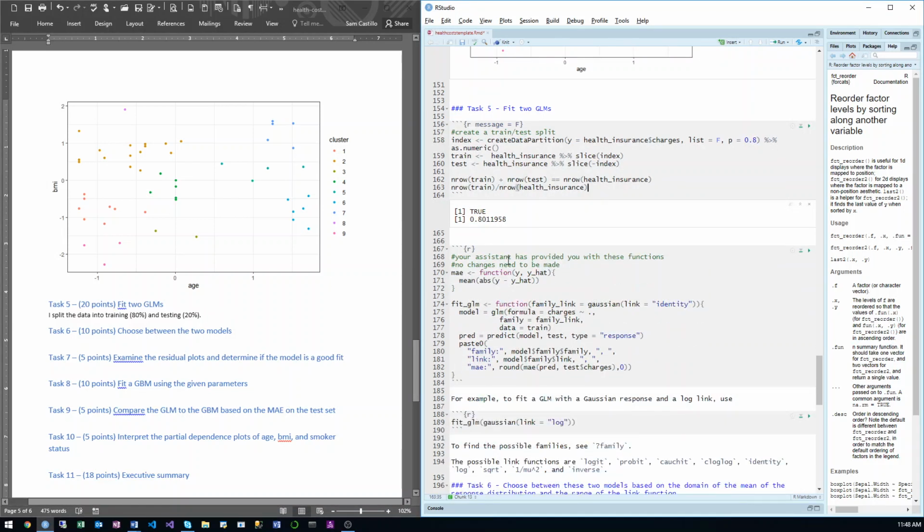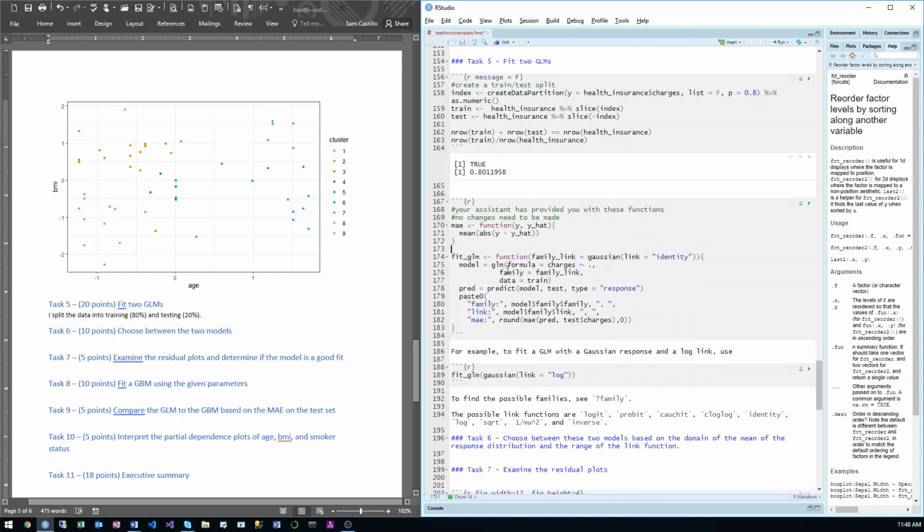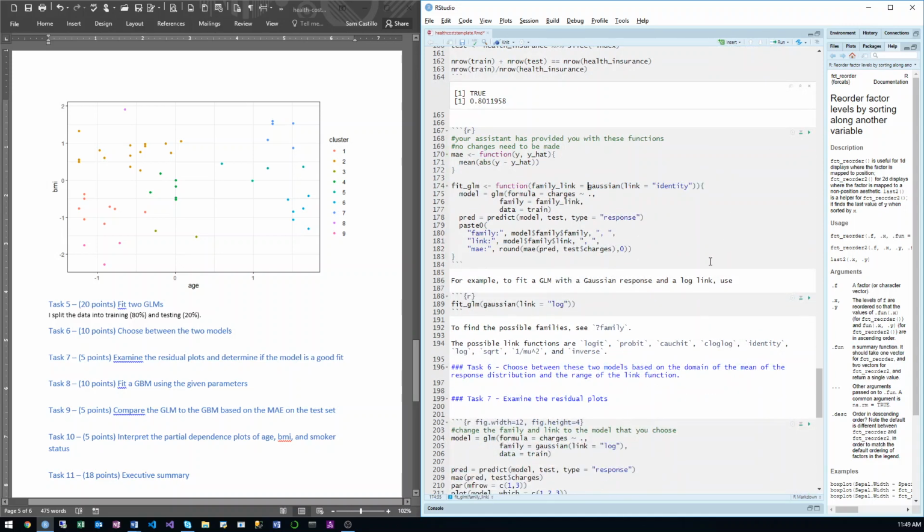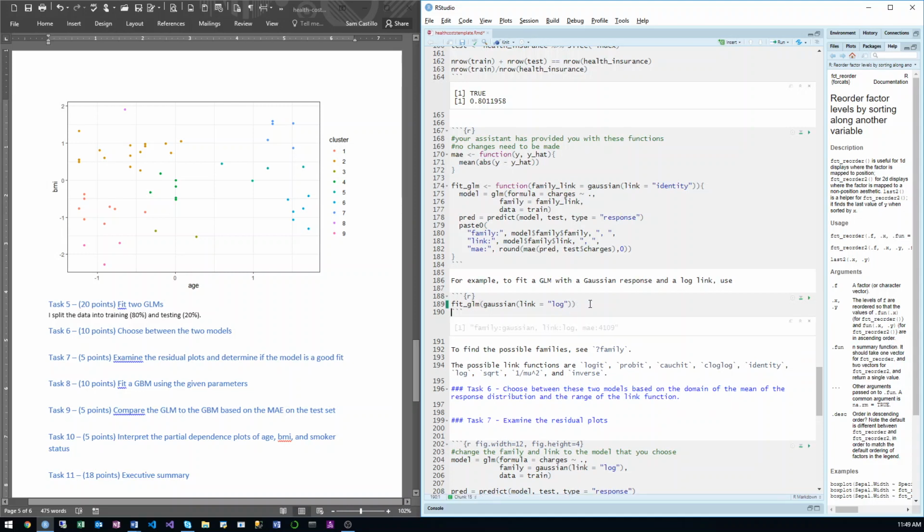Okay, now you can see your assistant has provided you with these functions. No changes need to be made. So there's an MAE function, which gets the MAE. There's this fit GLM function. It takes in a family link argument. So, for example, fit a GLM with a Gaussian response and a log link. If I run this, it will fit a GLM with a Gaussian response and a log link, and then it will get the MAE based on the test set.